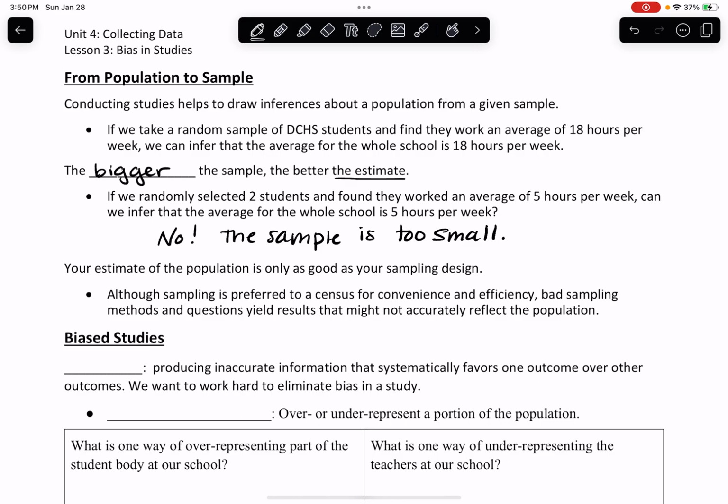So part of the experimental design when we're creating a study is knowing that your estimate of the population is only as good as your sampling design. So sampling is preferred to a census for convenience and efficiency. We're not going to try and sample every single person in the population. But bad sampling methods and questions yield results that aren't going to accurately reflect the population. And the key here is we really, really want it to reflect the population, so we have to be very careful when we're setting up our studies to make sure that we're reducing bias and using good sampling methods.